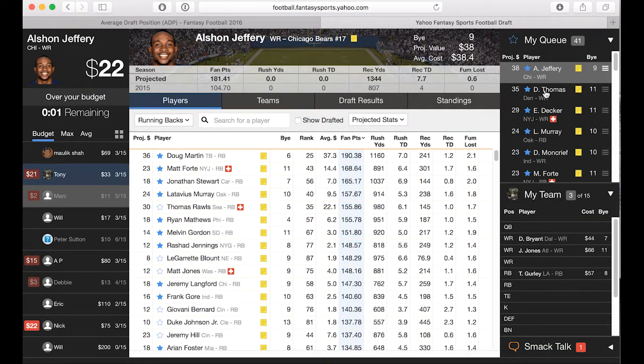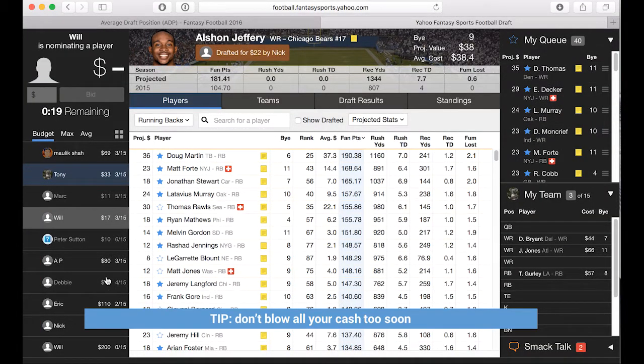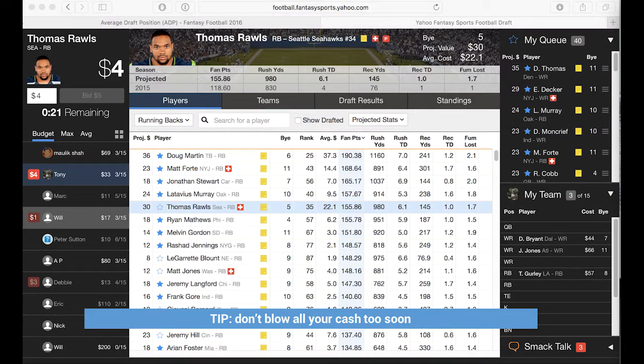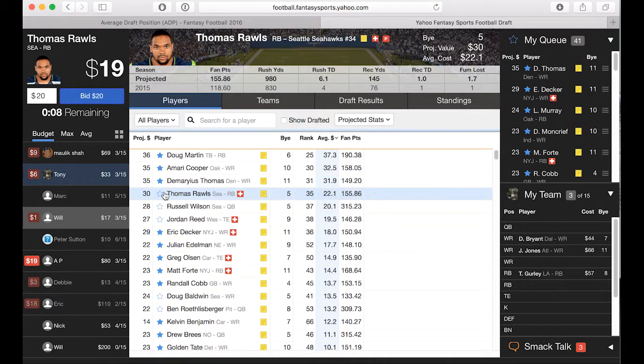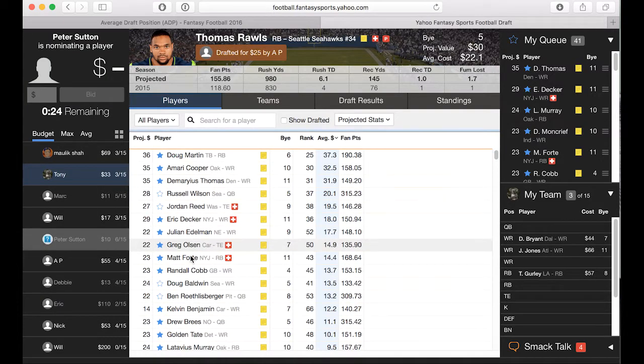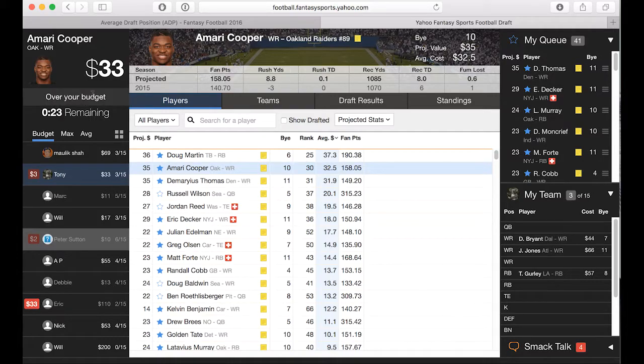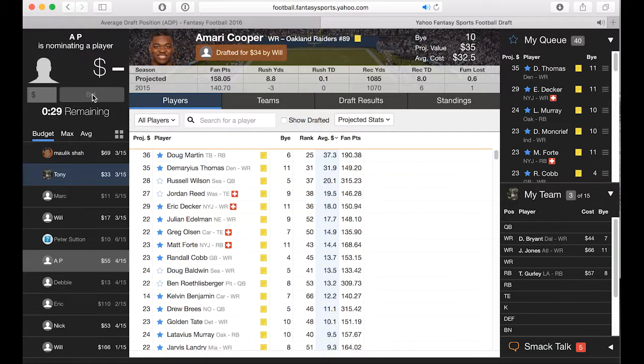The next tip I have for you is to save some money for the end game. What happens in auction drafts is that there's only so much money to go around, and at the end it turns into this snake-like draft where everyone only has $1 that they can spend per player. And so it turns into like the snake draft, where the player that you nominate is the player that you get.